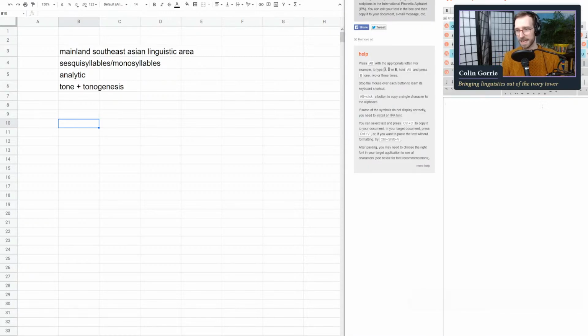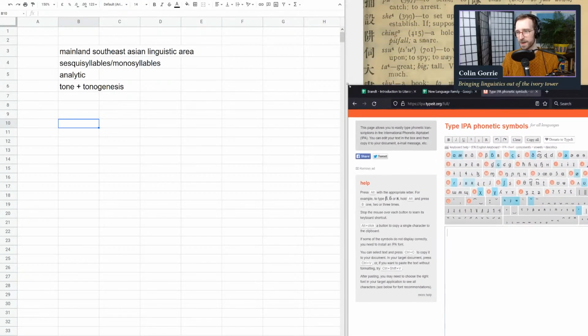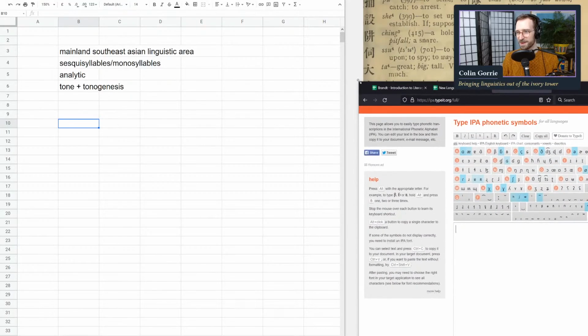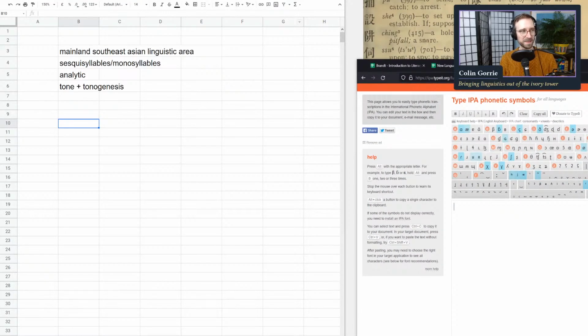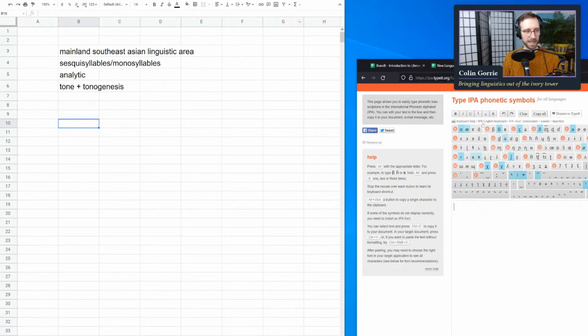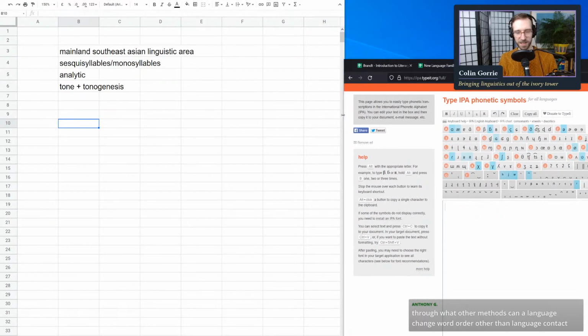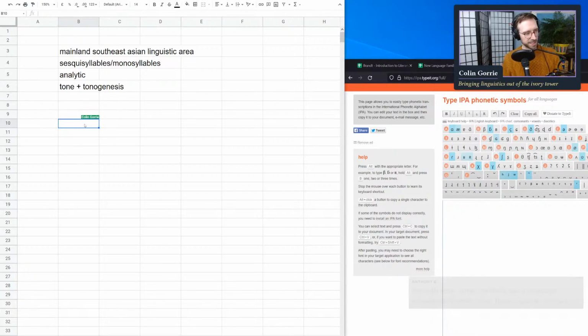We've got our IPA keyboard here, which the kind of fun part of it is obscured by my camera. I know why you guys come here. You come here to see me rearrange windows, and you're never disappointed. So we've got our IPA keyboard. We've got our Google Sheet. Let's just make some phonology.